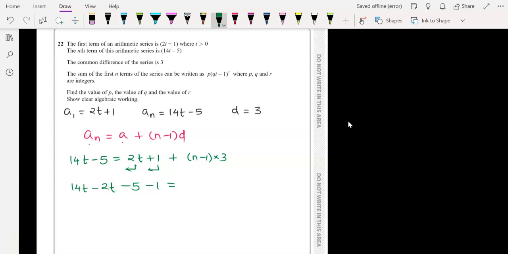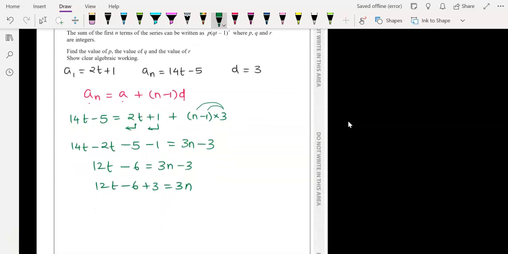So multiply out the bracket. So when you multiply 3 to the bracket, you will get 3n minus 3. 14 minus 2 gives me 12t. Negative 5, negative 1 gives me negative 6 equal to 3n minus 3. Now, move 3 to the left. So 12t minus 6, negative 3, I move to the left, it will become positive 3 equal to 3n. So 12t minus 6 plus 3 is 12t minus 3 equal to 3n.